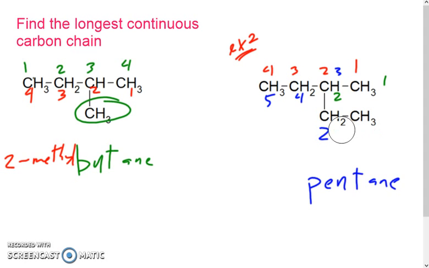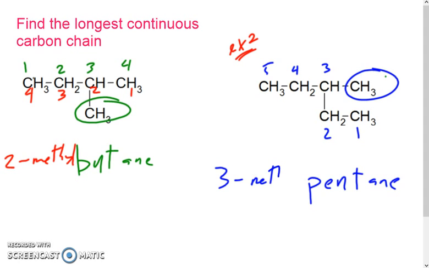So let's erase all these numbers so it gets a little bit less confusing. We've now got 1, 2, 3, 4, 5. Now we can see in this particular case we have something attached to number 3. That's going to make it our 3-methylpentane group.